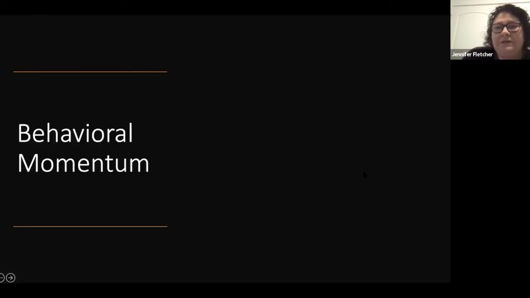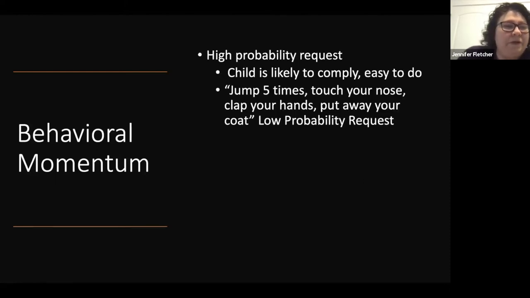All right, behavior momentum. This is another one that I love to use. So with behavior momentum, you're using what's called high probability requests. So what is it that your child is more likely to be able to do? What will they comply with? Things that are really simple to do. So will they jump 5 times, touch your nose, clap your hands, put away your coat? So put away your coat is the low probability request. So you're doing a couple of really high things you know they're gonna do. It builds up momentum. And then you throw in that last little harder thing for them to go do, which is the thing they're least likely to do.